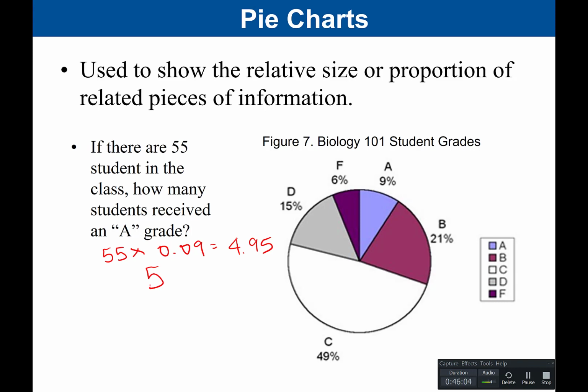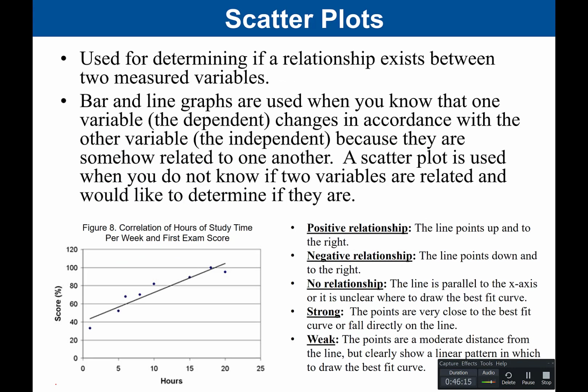Pie charts are great to show the relative size or proportion in a population or in a class. A scatter plot is used to determine if a relationship exists between two measured variables. Bar graphs and line graphs are used when you know that one variable, the dependent, changes in accordance with the other variable, the independent, because they're somehow related to one another.